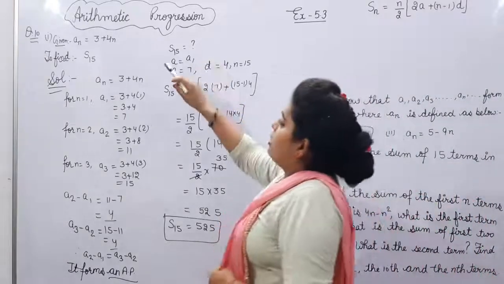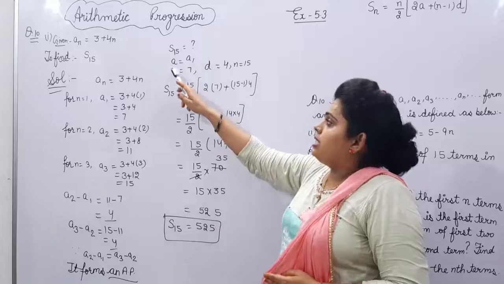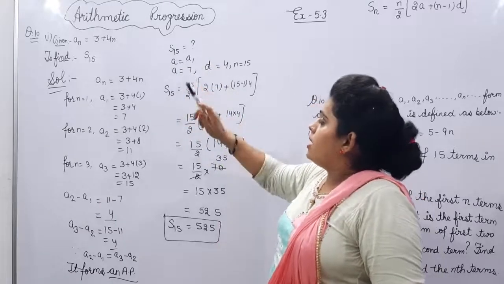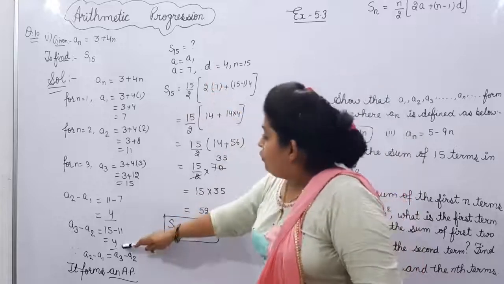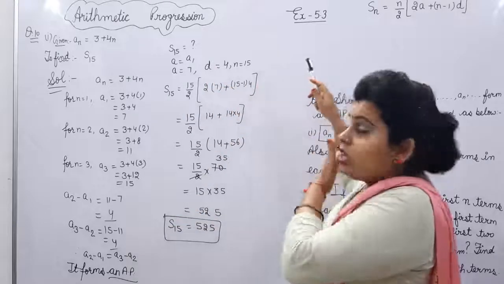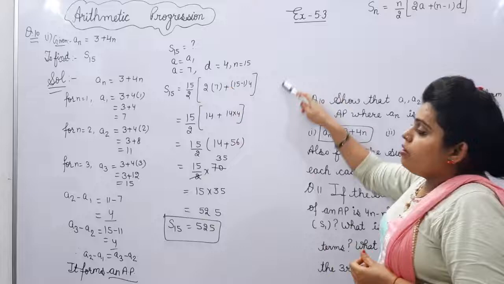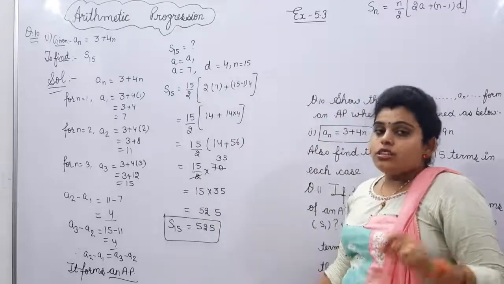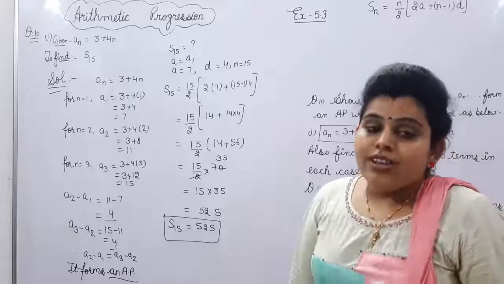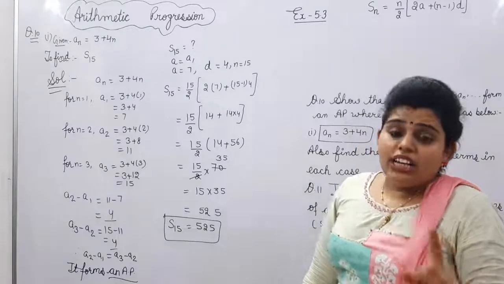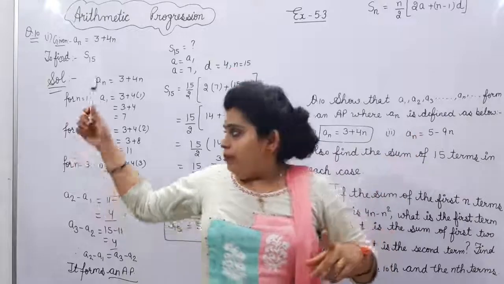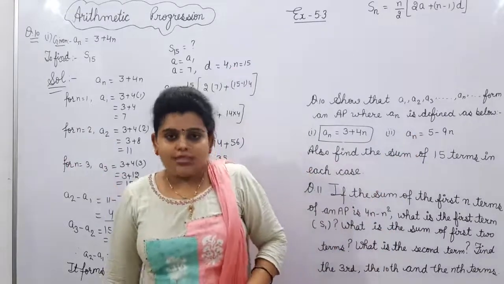Means S15. A is equal to A1. The sum of the first 15 terms is 525, means 525. This is the first part, and dear students, you have to try its second part yourself. Same pattern you have to follow for this.